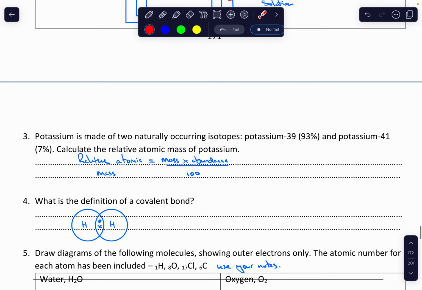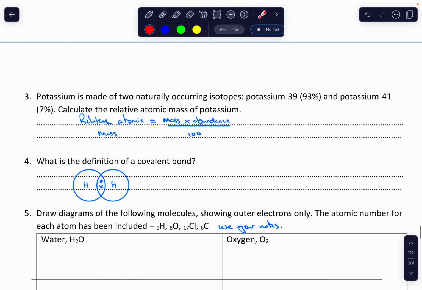Okay, next one, work out the mass of the isotope. To do this, this is the formula. The relative atomic mass is the mass of the particular isotope times the abundance, the amount of it, and then we divide the whole thing by 100.